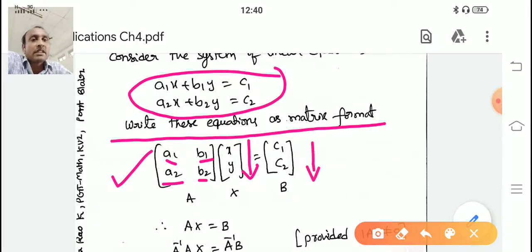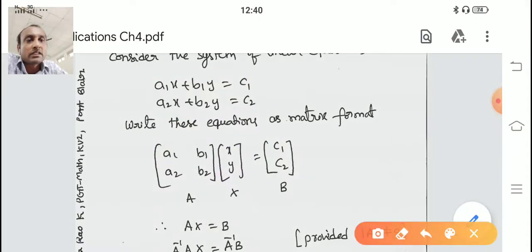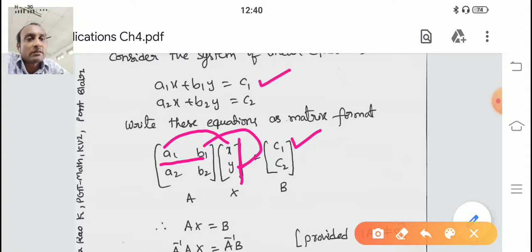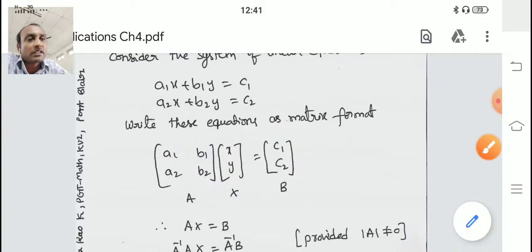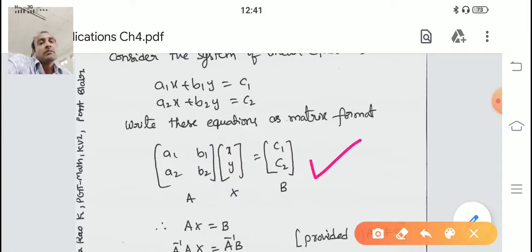We can write like this, because if I multiply this a1 b1 a2 b2 matrix with this xy matrix, what happened? You notice, a1 b1 is multiplied by xy, I get a1x plus b1y. So, that means a1x plus b1y is equal to c1. That is the first equation. Similarly, if you multiply the second row, it is a2x plus b2y, which is equal to c2. That is the second equation. That is the reason we can express the given equations in matrix form in this way.